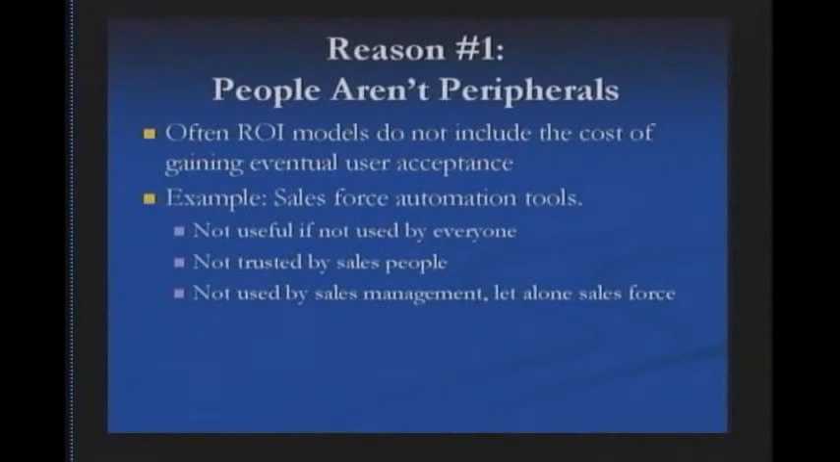And then an example here is Salesforce automation tools. It's not useful if it's not used by everyone. It's not trusted by salespeople. If it's not trusted by salespeople, it won't be useful. And if it's not used by sales management, it won't be useful. And so all of those are things that would have to be explicitly addressed in a project proposal and budgeted for as part of the cost of the project.